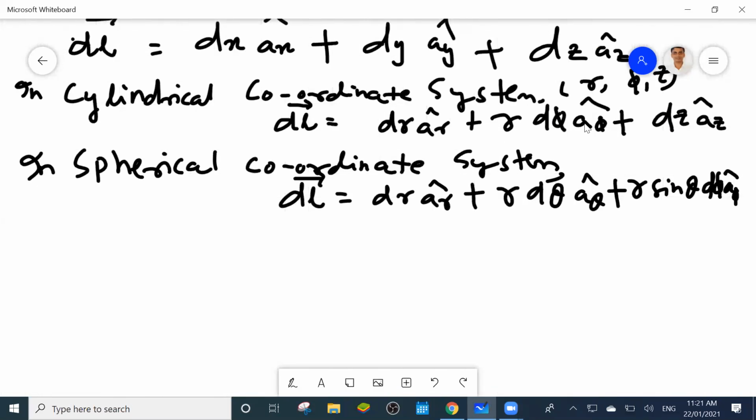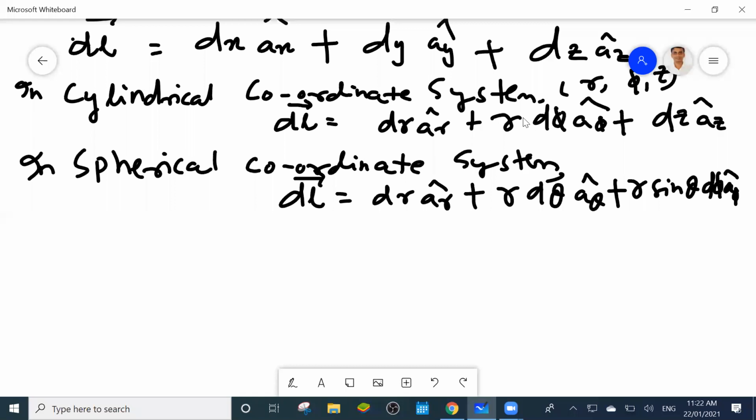Otherwise, this is very important. Mainly cylindrical and spherical, and Cartesian or rectangular. Cartesian is also known as rectangular coordinate system. Okay, all of you write. The Cartesian coordinate system is also known as rectangular coordinate system. So this is dx ax cap plus dy ay cap plus dz az cap. In all three axes these are the infinitesimal small length variations in x direction, y direction, and z direction.